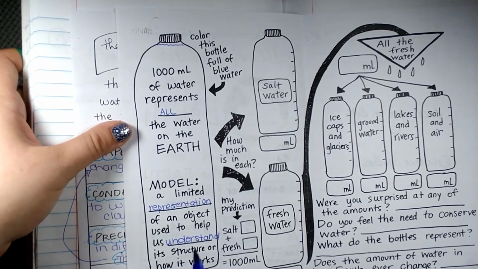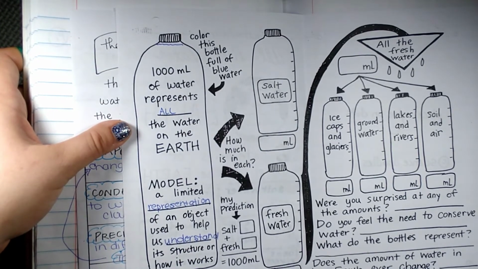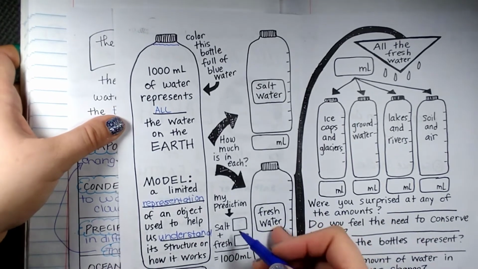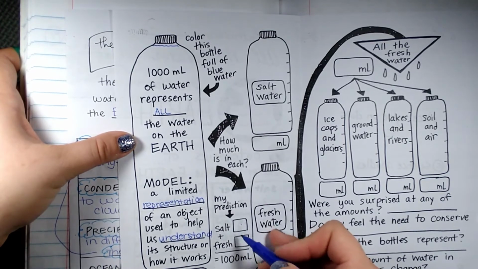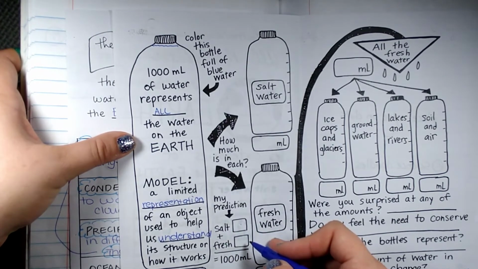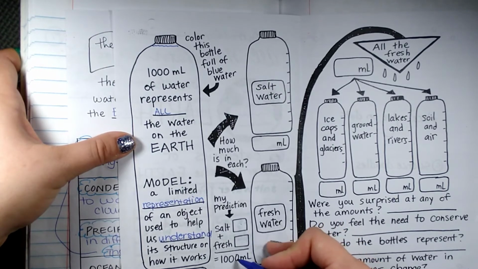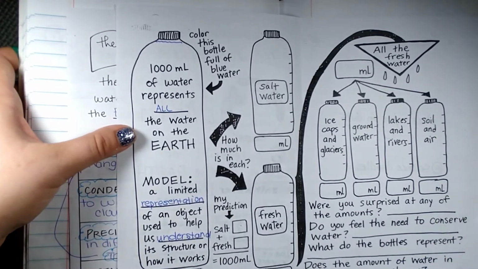The next one is going to be how much is in each. Do you think there is more salt or is there more fresh? I would like you to fill that out. It has to add up to 1,000, so pause this, fill that out, and then we'll come back.